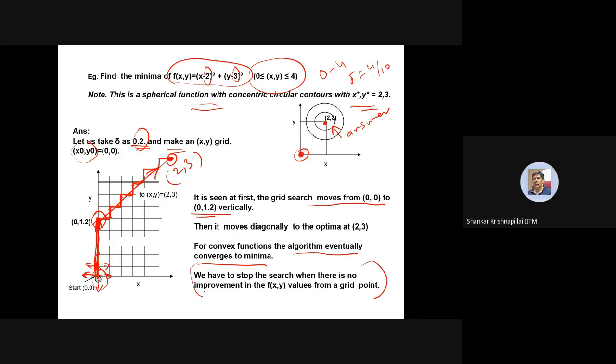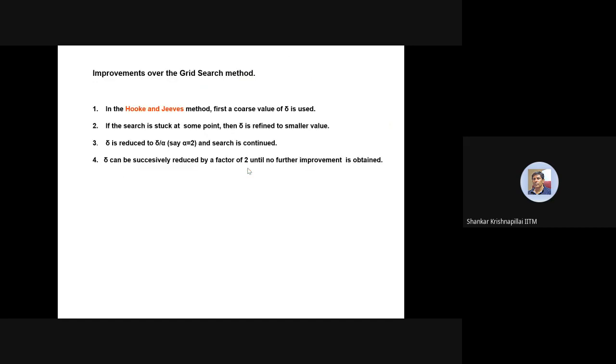Okay, so we have to stop the search when there's no improvement in the f of xy values from a grid point. Suppose you reach a grid point where your f of xy value is 10, and the neighbors are 12, 14, 15, and 20. Then you can stop because you reached the minimum value and there's no improvement in the other 4 values.